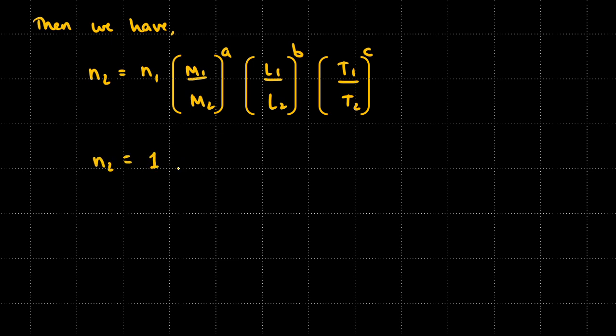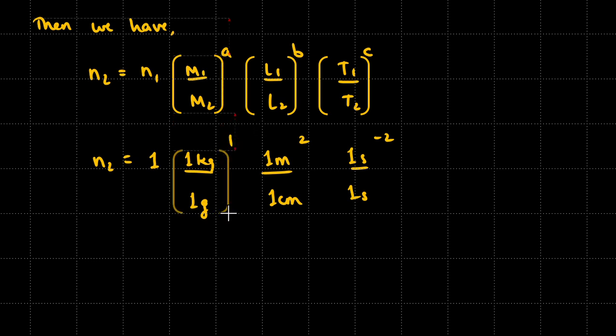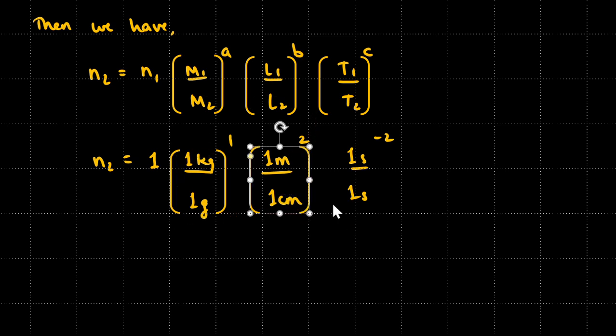So N1 is going to be 1, and M1 is 1 kilogram, M2 is 1 gram, and we are raising it to the power 1. Again, for length it's 1 meter divided by 1 centimeter, and for time it's 1 second divided by 1 second. b is 2, and c is minus 2. Let's just add some brackets. They are supposed to be square brackets, but I'm making them round brackets because I don't have a square bracket shape, so make do with this one.